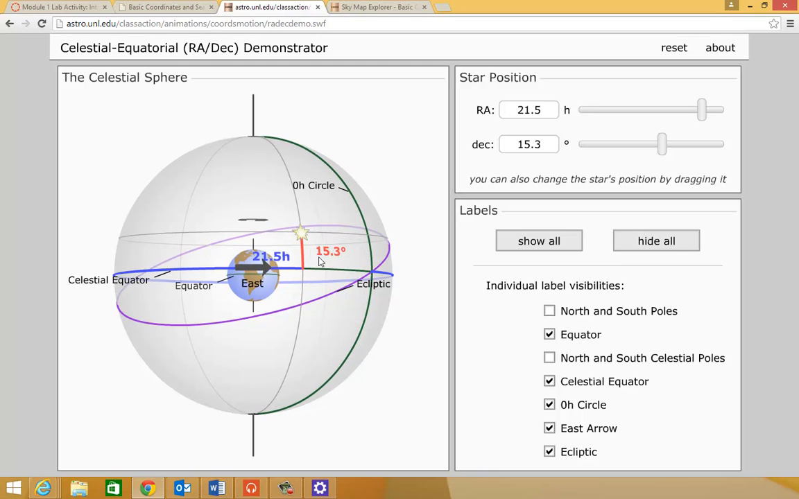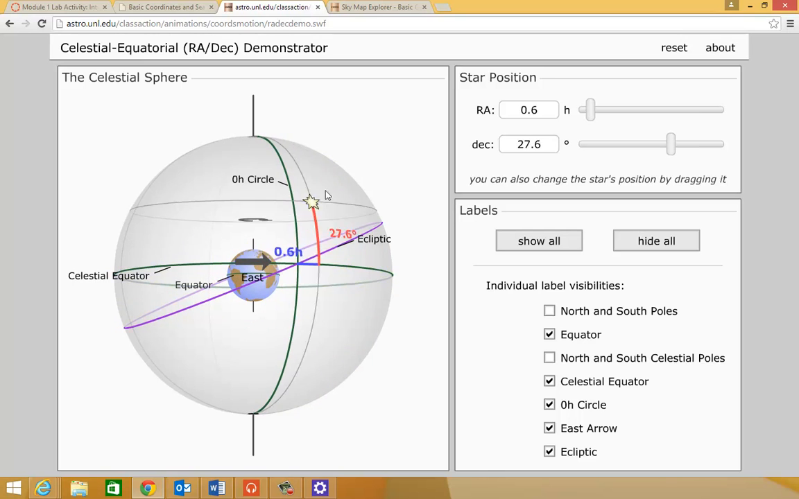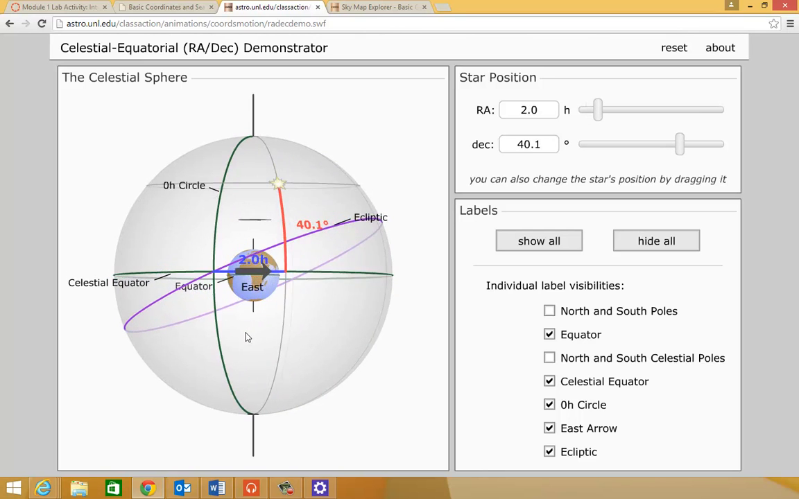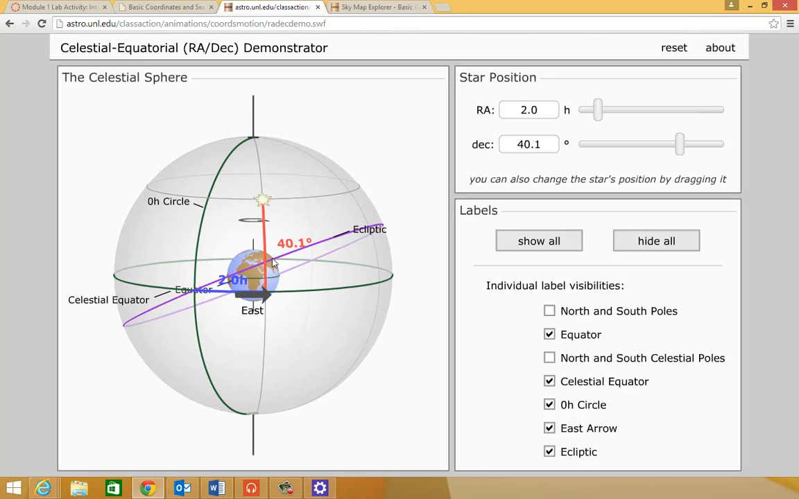So again, declination, the one in red, is how far north or south you are of the celestial equator. The blue value, the right ascension, tells you how far east you are of the vernal equinox. And once I have those two values, I can specify the location of any particular star. So this star is 40.1 degrees declination and 2.0 hours right ascension.